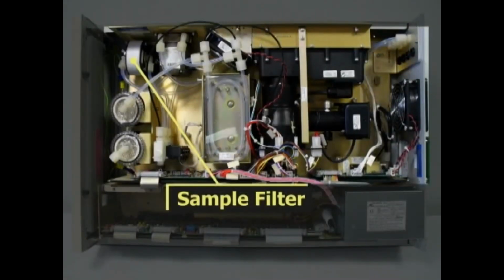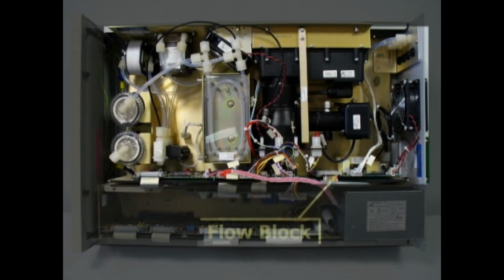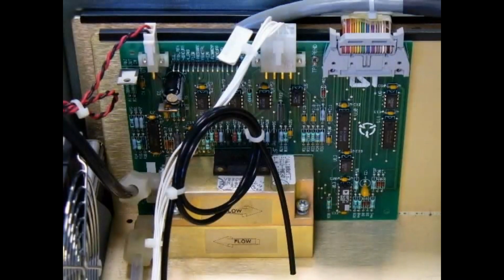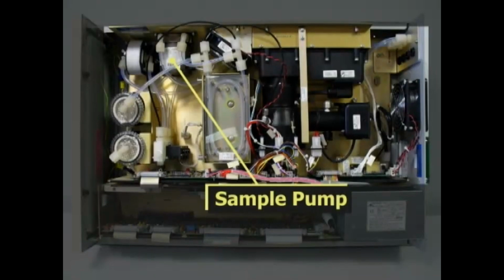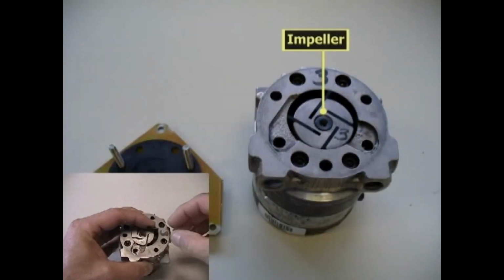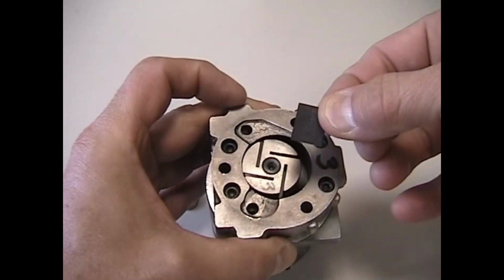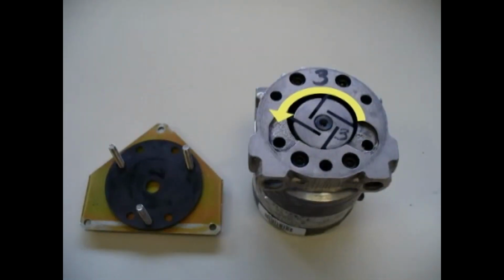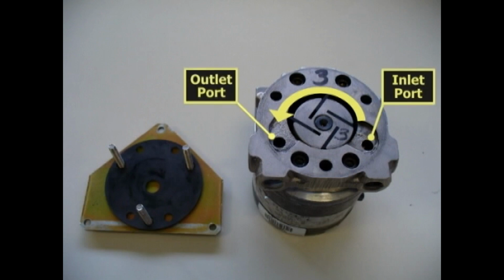The sample filter is a 5-micron Teflon disc that needs to be changed periodically. The flow block monitors sample flow through the analyzer and adjusts the pump speed as necessary. The sample pump utilizes an impeller with graphite vanes. When rotated, the impeller draws sample in through the inlet port and out the outlet port. This pump cannot be rebuilt.